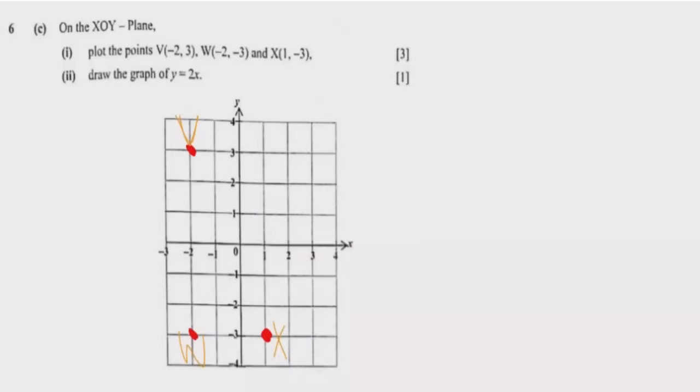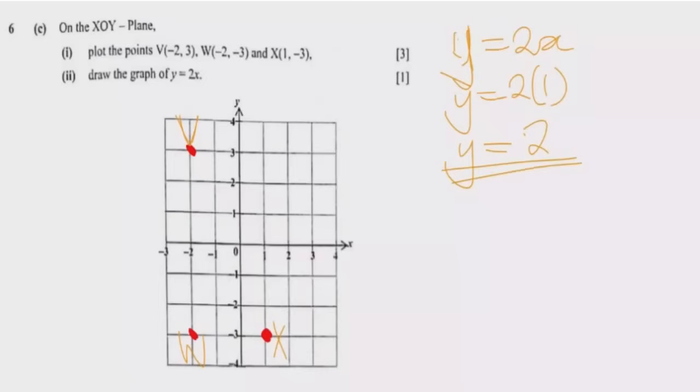Now we can go to question 2, which is: draw the graph of y = 2x. So we write that expression, y = 2x. What will be the value of y when x is equal to 1? The value of y will be 2. So we can come up with the coordinates (1, 2). When the reading on the x-axis is 1, the reading on the y-axis will be 2.